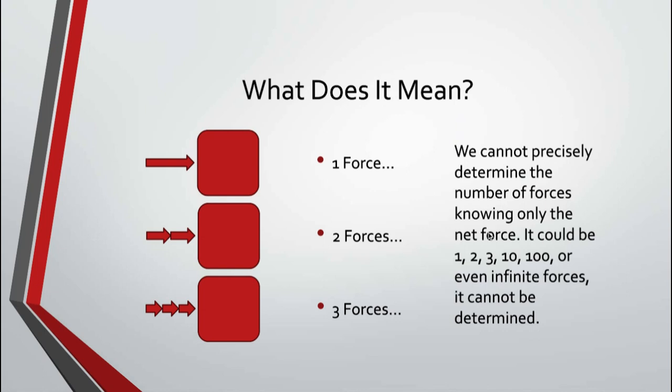Can we determine how many forces acted on the object? No, we cannot. We cannot precisely determine the number of forces knowing only the net force. It could be 1 force as shown here, 2 that equal the same initial force, or 3, or it could also be 10, 100, or even infinite. It just cannot be determined.